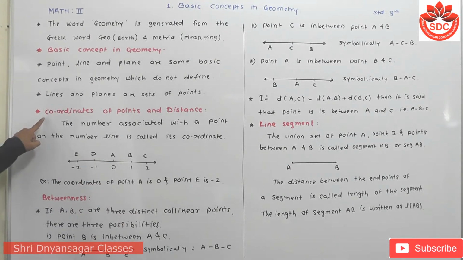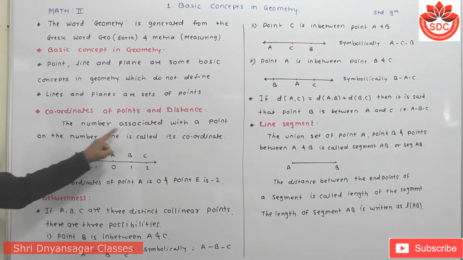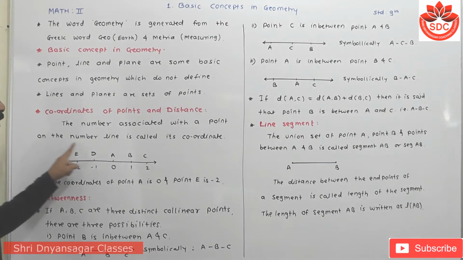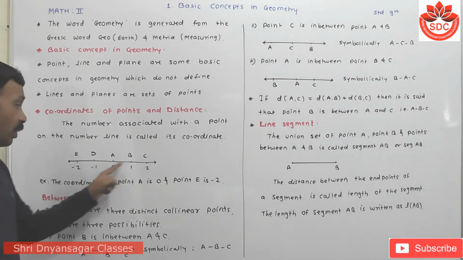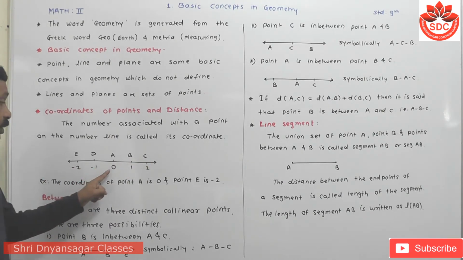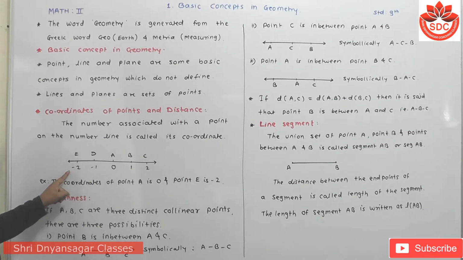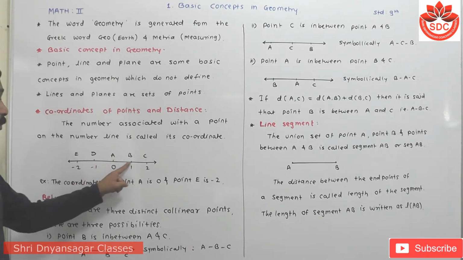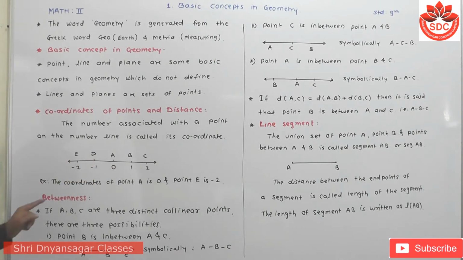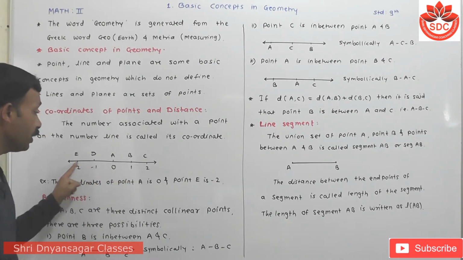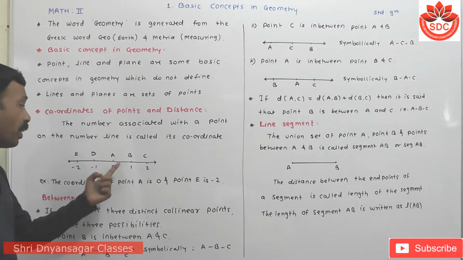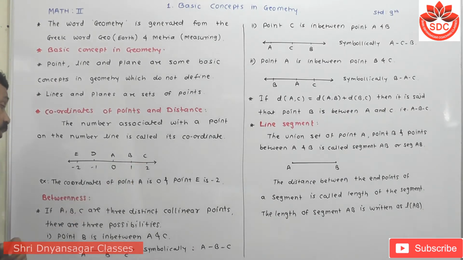The next point is the coordinate of points and their distance. The number associated with a point on the number line is called the coordinate. Now I have to draw one line here, with the numbers 0, 1, 2, minus 1 and minus 2, and the points A, B, C, D and E. For example, the coordinate of point A is 0 and point E is minus 2. The point B is 1, point C is 2, and so on. Then betweenness.